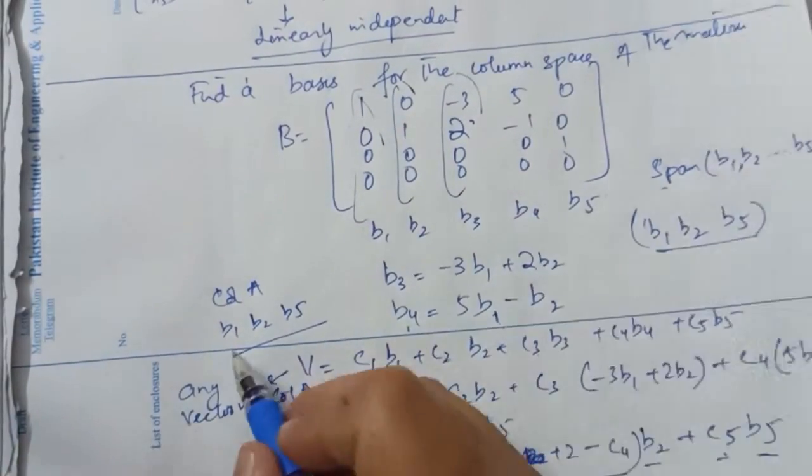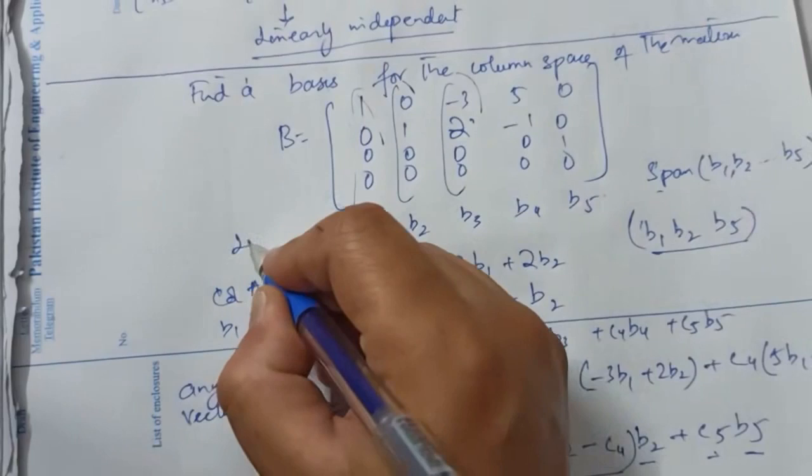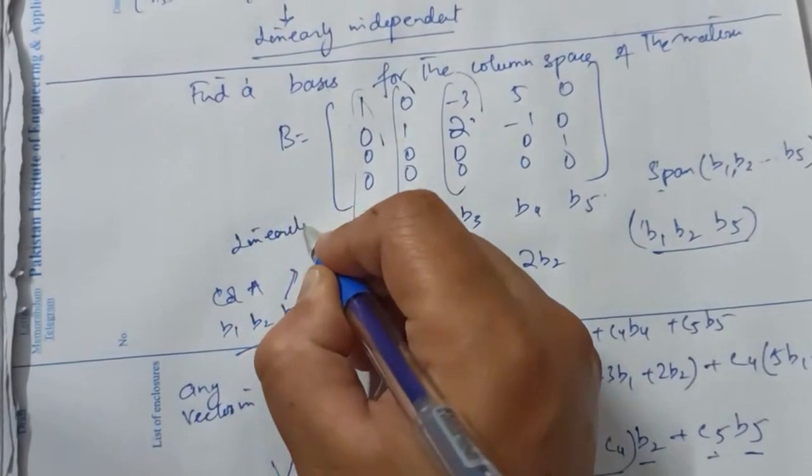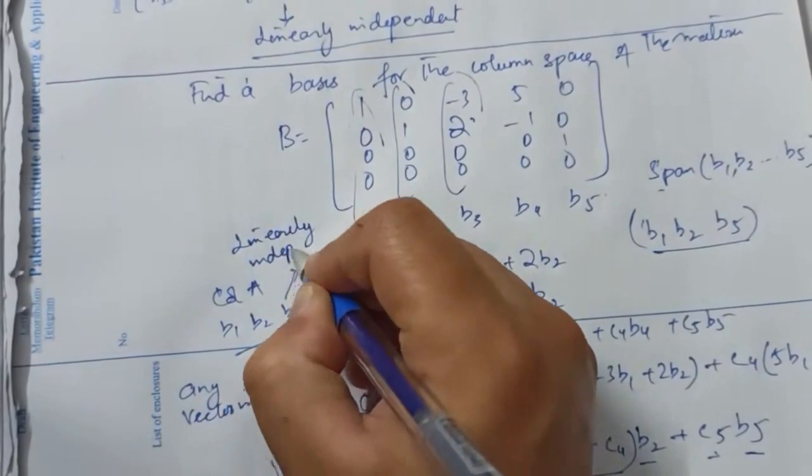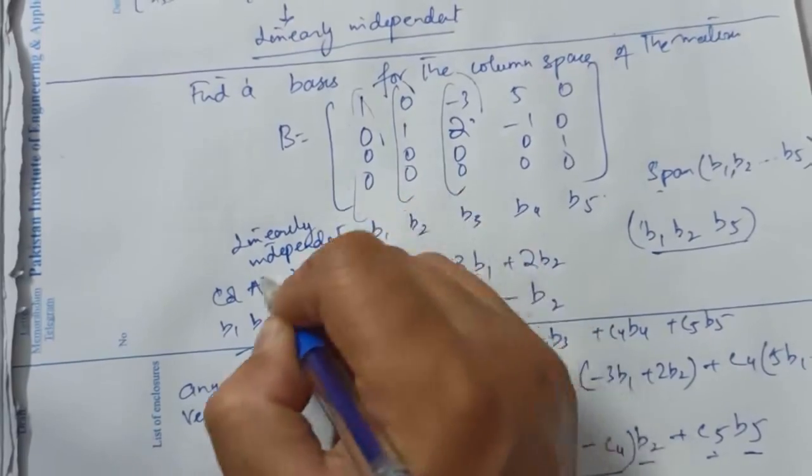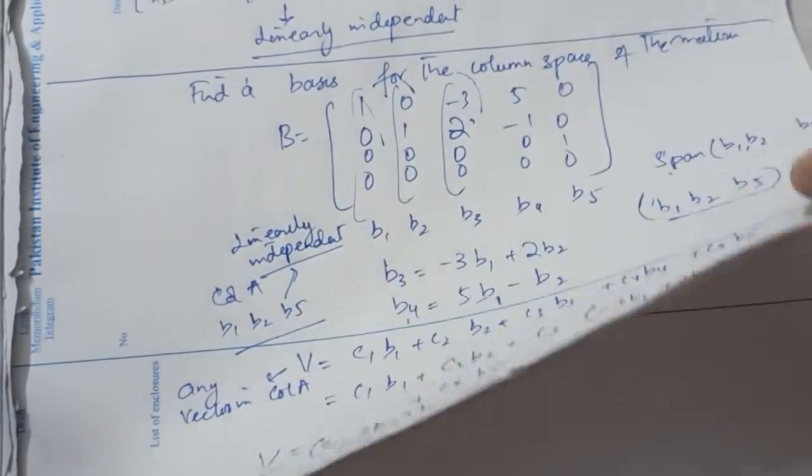And again, these are actually linearly independent, because one of the simple indications of linear independence is that one vector cannot be written as a combination of other vectors.